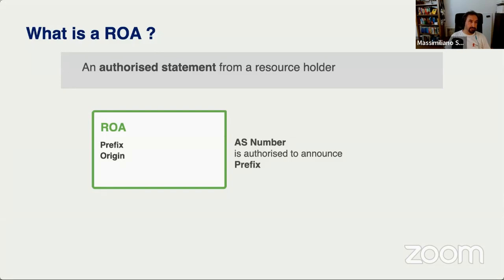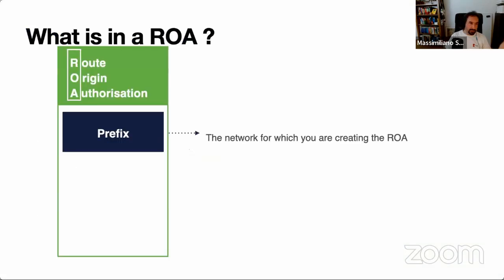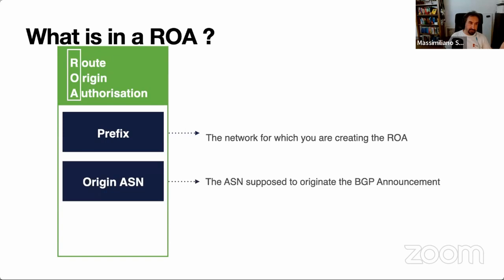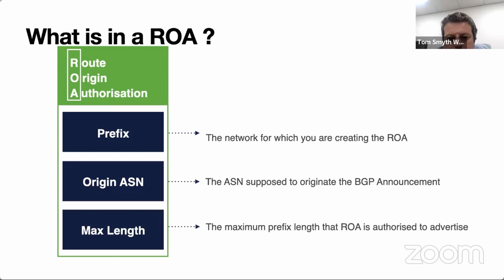So what is a ROA? It's an authorized statement from a resource holder. It's basically a file that contains three pieces of information, amongst others. There's a lot more, but a ROA, what is in there? There's the prefix, so the network for which you're creating the ROA. There is the origin ASN. And then last, there's an additional piece of information that's called the max length. The max length helps me say, oh, I'm creating a ROA for this, say, /16, but I want this ROA to cover everything in this /16 up to a /24. So everything in between would be valid.